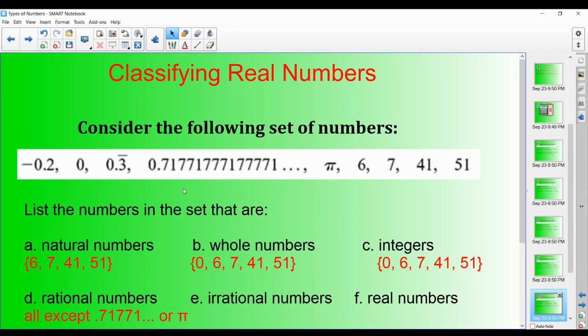The irrational numbers are the ones that are our scary numbers. So the ones that are not repeating, not ending, so pi and this giant decimal, and all of them are real because none of them have an imaginary part. They're all decimals or whole numbers or positive and negatives, and they all fit into the real category. So that's how we classify using these 6 categories for real numbers.